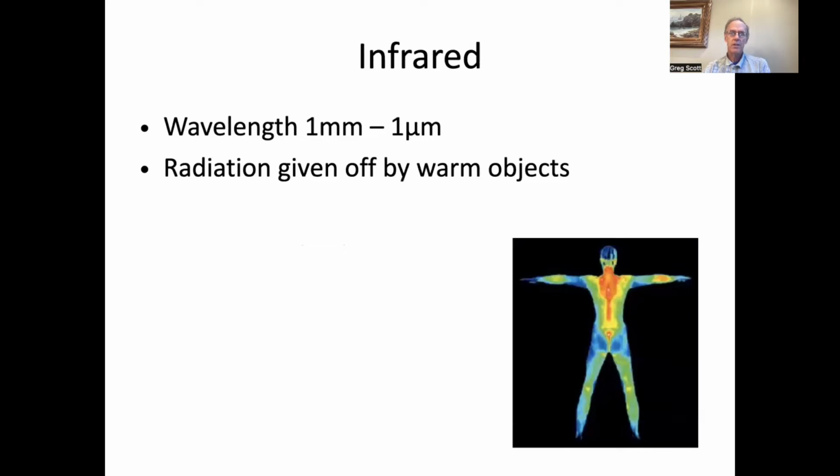So we continue on down, you get into the infrared range. These are shorter waves, about 1 millimeter down to 1 micron, or 10 to the minus 6 meters in wavelength. Now, this radiation is given off by warm objects. Here we see a picture of the human body taken in the infrared. You can see the different temperatures in different parts of the body.